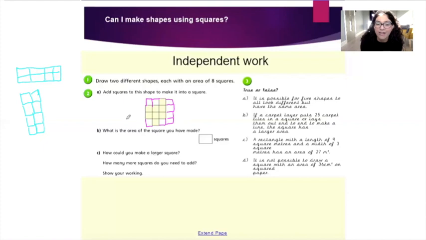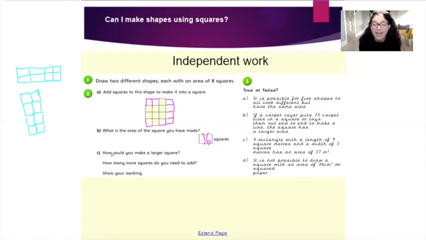So what is the area, part B? What is the area of the square you have made? Count up all the squares. 1, 2, 3, 4, 5, 6, 7, 8, 9, 10, 11, 12, 13, 14, 15, and 16. So the area of the shape we've just made is 16 squares.